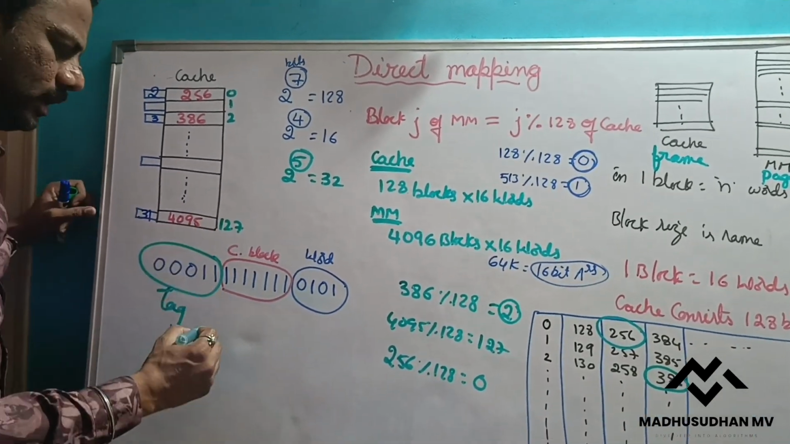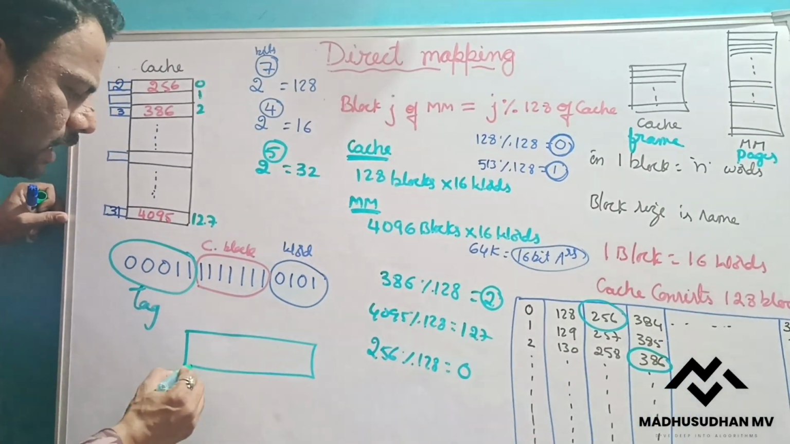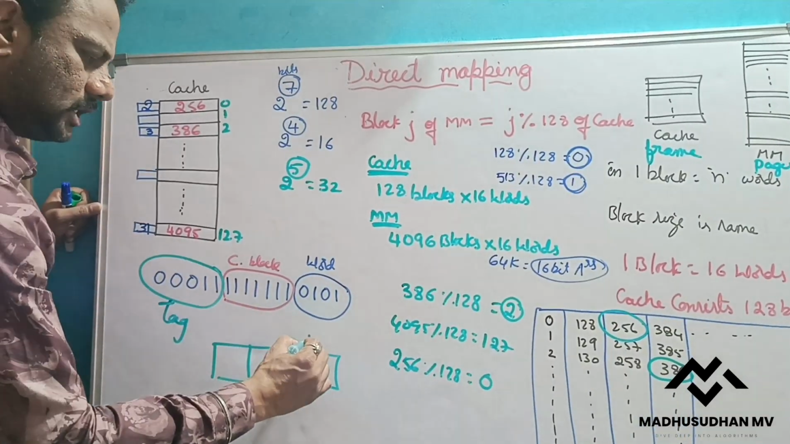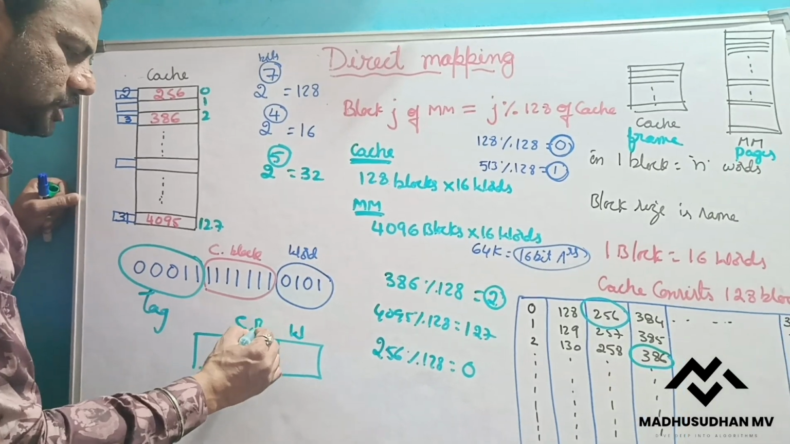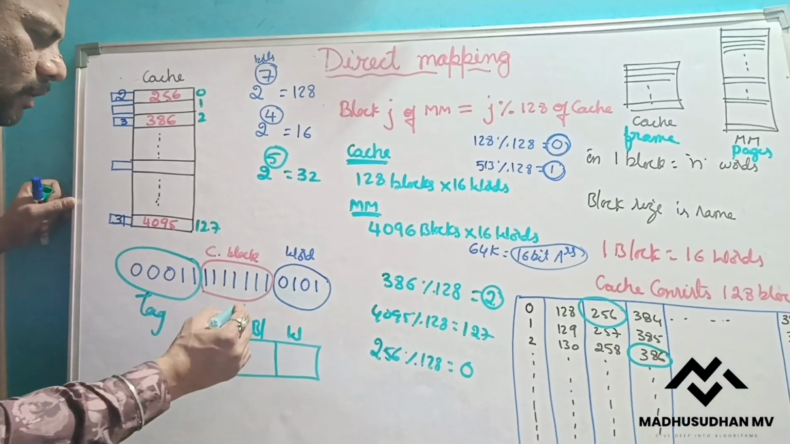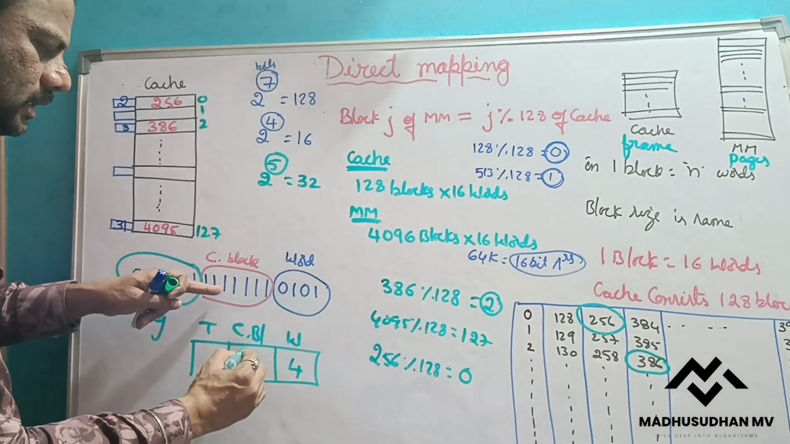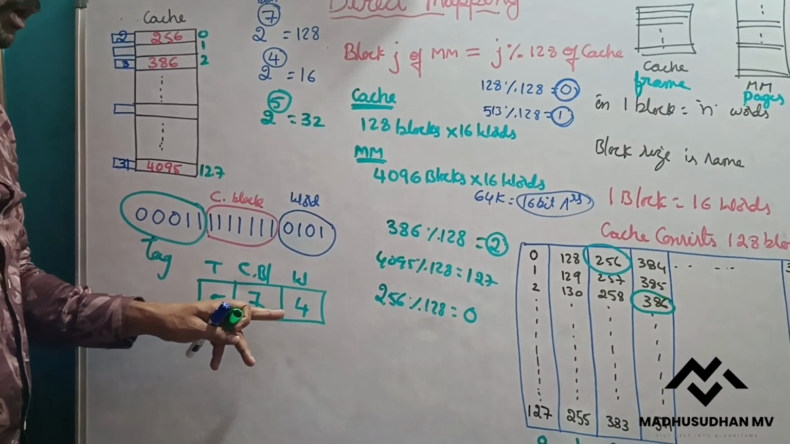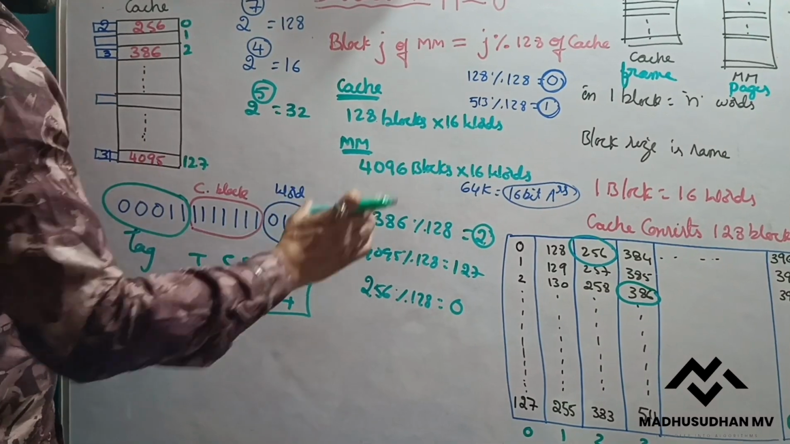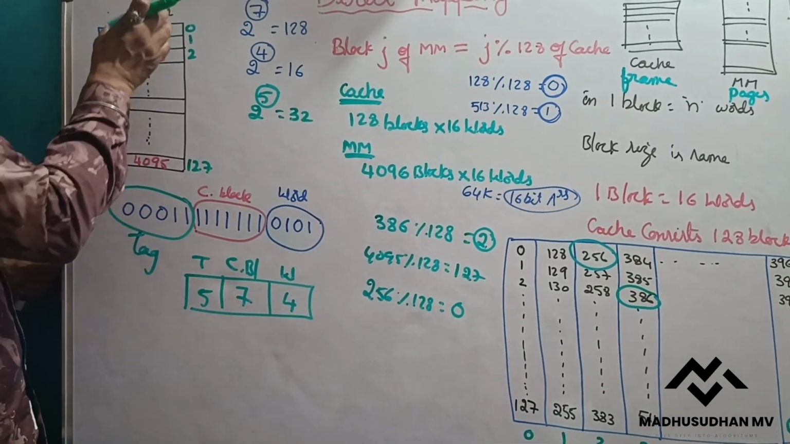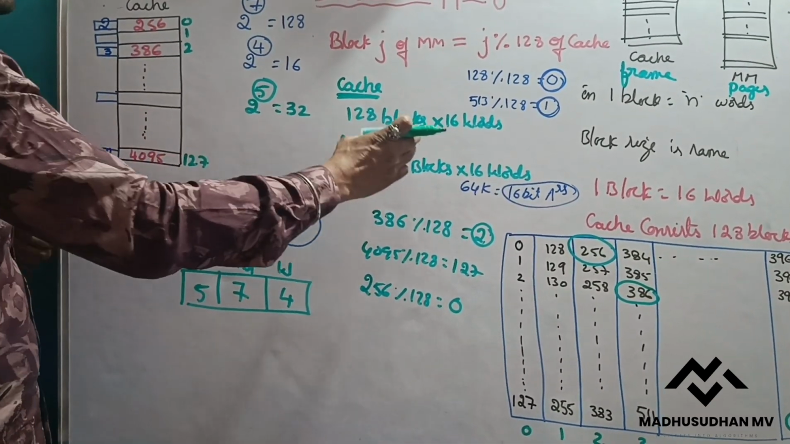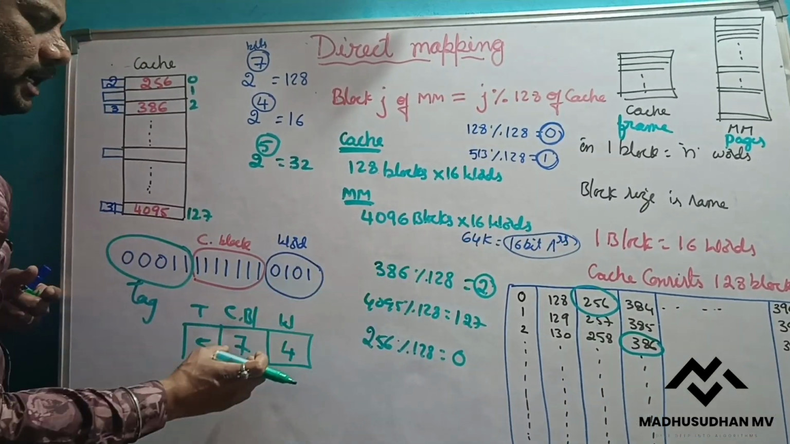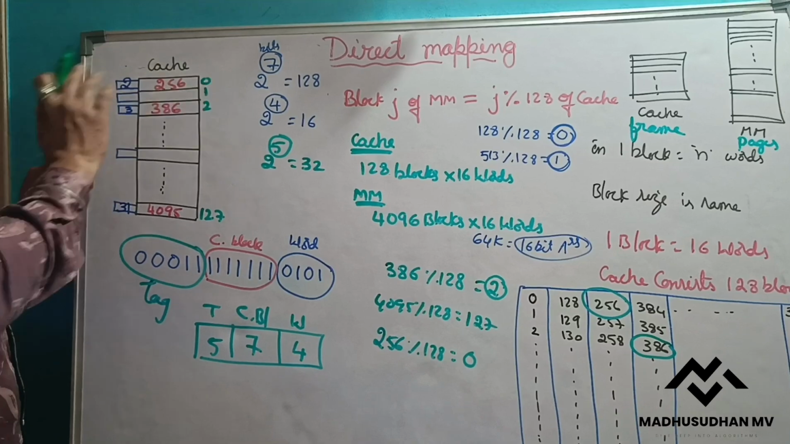So in general, my address is divided like this. This is for the word, this is for the cache block, and this is for the tag. This is 4 bits, this is 7 bits, and the tag is 5 bits. So totally 5 plus 7 is 12, 12 plus 4 is 16. Totally a 16-bit address. This is how, even though the cache has only 128 blocks, even if memory has 4096 blocks, this 16-bit address can be utilized to identify the 7-bit cache address. This is how it will map.